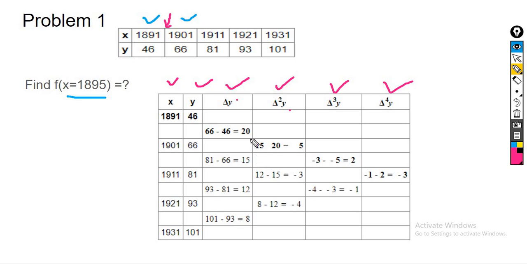Now again, this is 20 minus 15. So you'll have the differences. Sorry, this will be 15 minus 20, which is equal to minus 5. So the minus 5 term will be there. Okay, then again 12 minus 15, this will be minus 3. 8 minus 12.